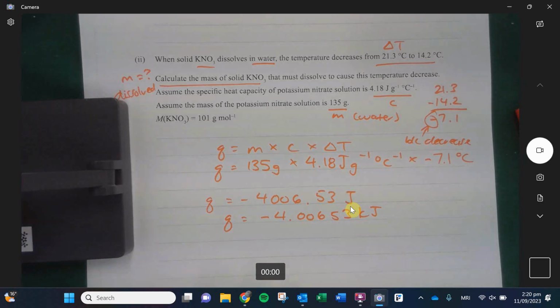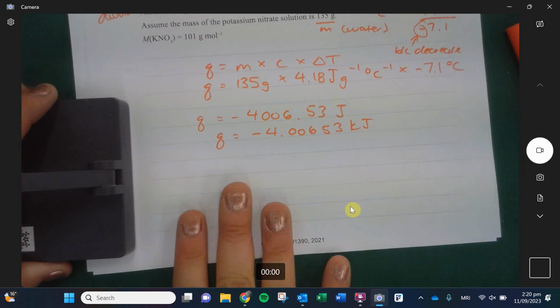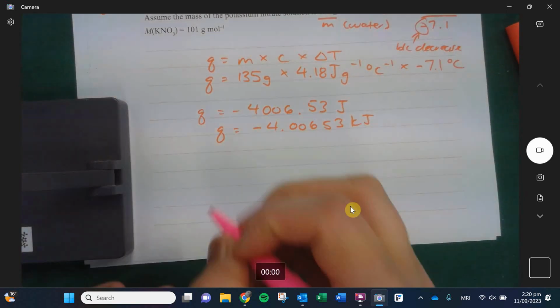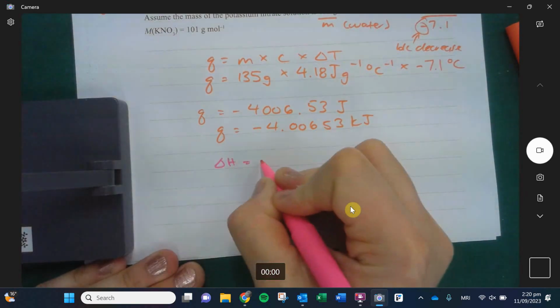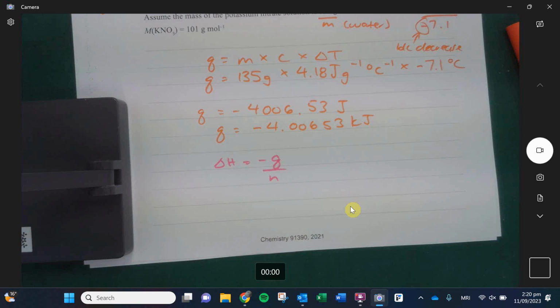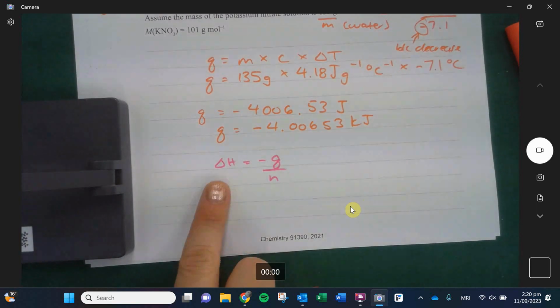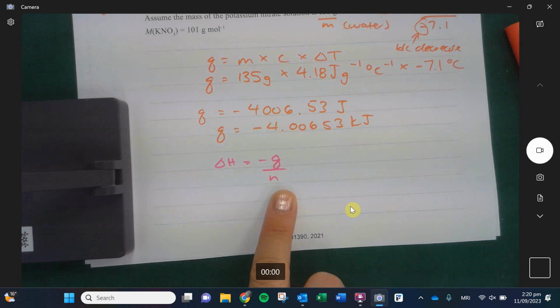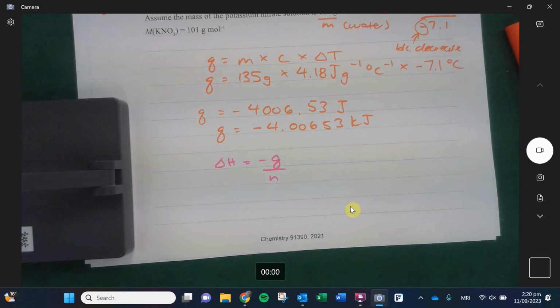Cool. Okay. Next equation that we talked about was the one for enthalpy. So delta H is equal to the negative Q divided by the N value. Usually in most of these equations you've been trying to solve for delta H. In this case, we are actually solving for N because that is our unknown. We don't know the mass of the potassium nitrate that we have dissolved. So just be mindful, don't get into the habit of always using the equation in one way because they might switch it up for you.